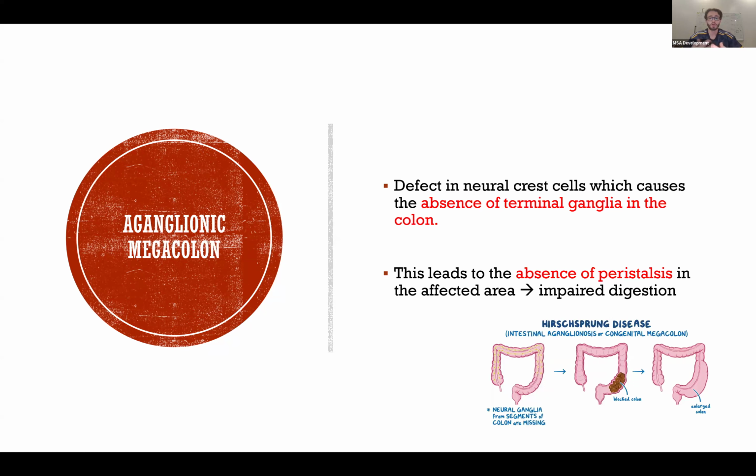Nothing will happen. But what is the consequence of this? Remember, the parasympathetic system is rest and digest. It helps with digestion. In all simplicity, if we have a defect in the parasympathetic nervous system, if we don't have a terminal ganglia, we will have impaired digestion. Or more specifically, this defect will lead to an absence of peristalsis. Peristalsis, as you guys might know, is basically the contractions that cause the food to move throughout the large intestine. But if we don't have peristalsis, the whole process of digestion will be impaired.